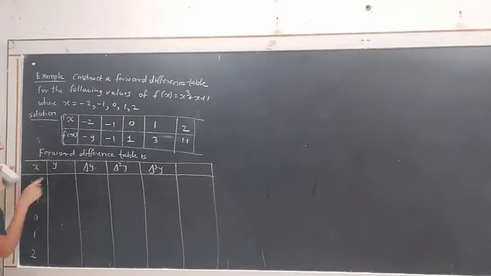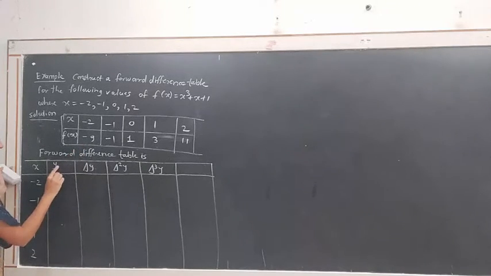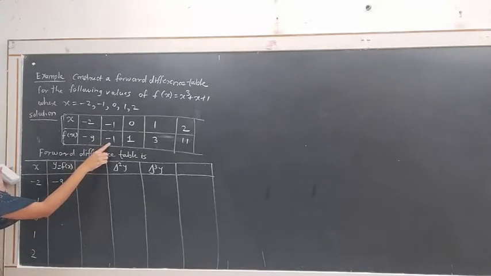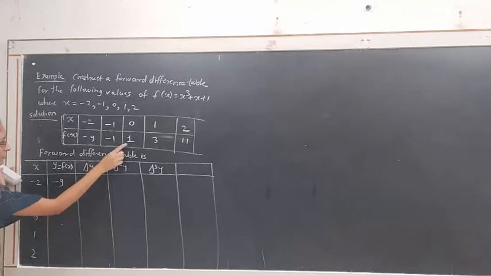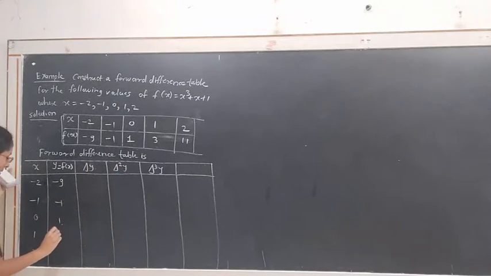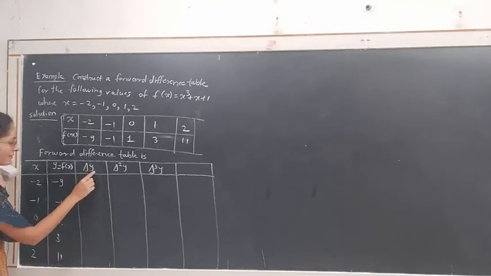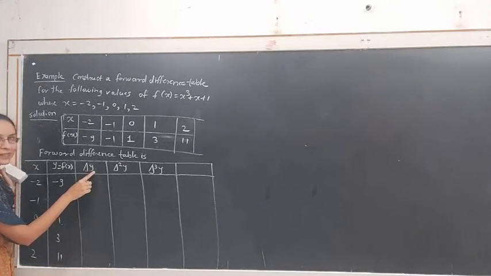For x is equal to minus 2, the value of f of x, meaning y, is minus 9. The value of y at x is equal to minus 1 is minus 1. The next values of y are 1, 3, 11. We will find delta y. How to find delta y?